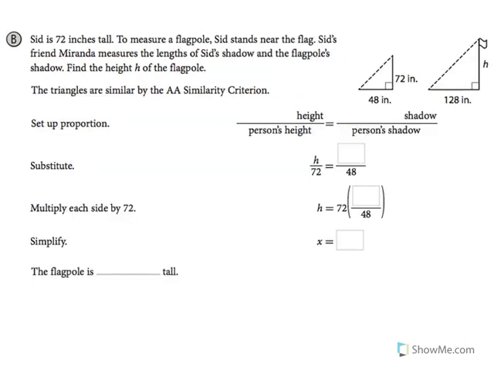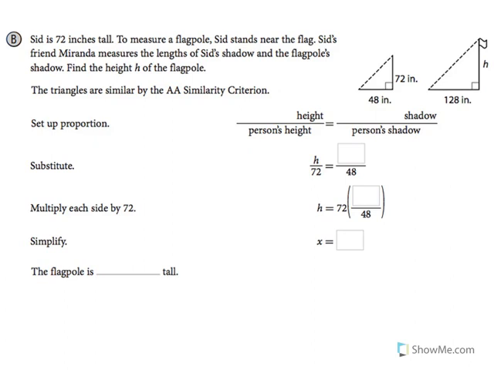Okay, and here is another example. Say that Sid is 72 inches tall. To measure a flagpole, Sid stands near the flag. Sid's friend Miranda measured the length of Sid's shadow and the flagpole's shadow. Find the height of the pole.